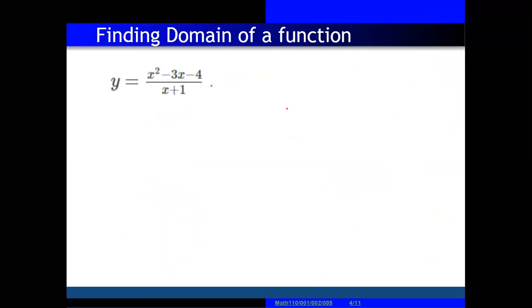If we have this function y is equal to x square minus 3x minus 4 divided by x plus 1. Now we have a numerator and also a denominator. But first try if you can simplify. If not, then you can find the domain.